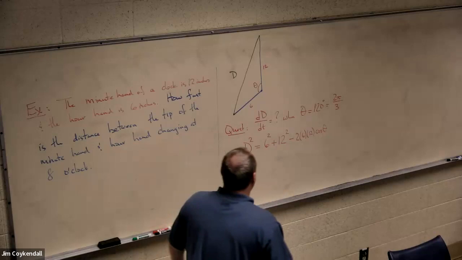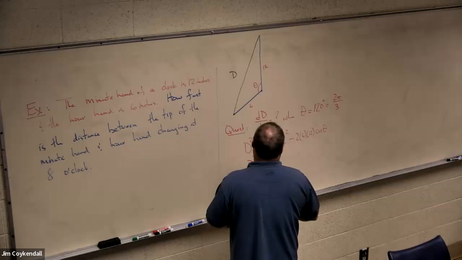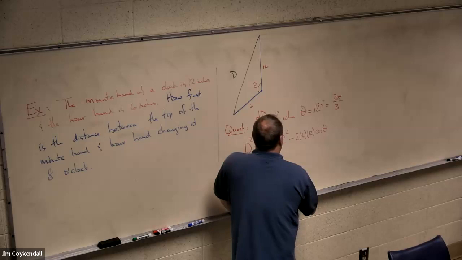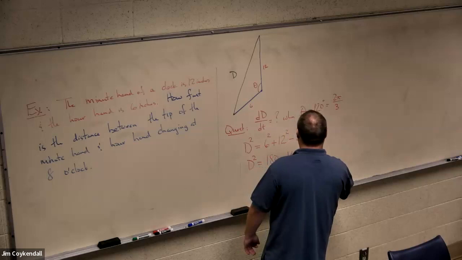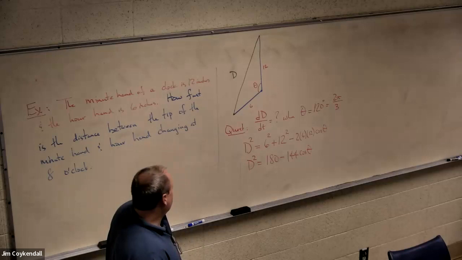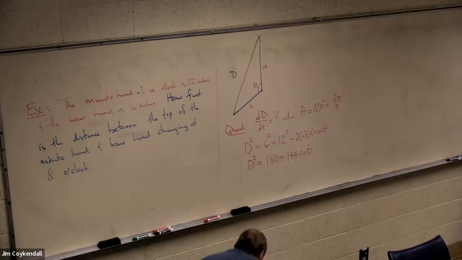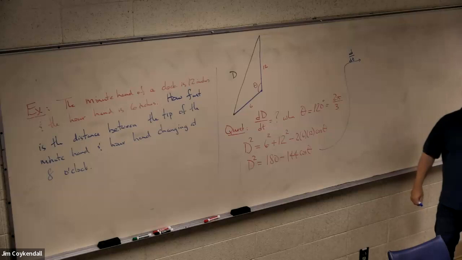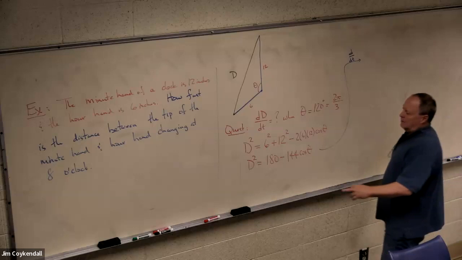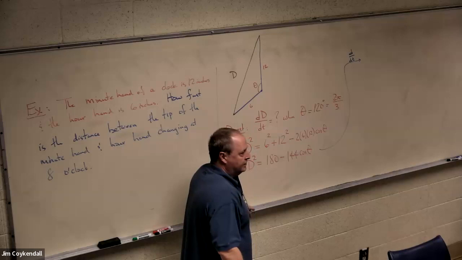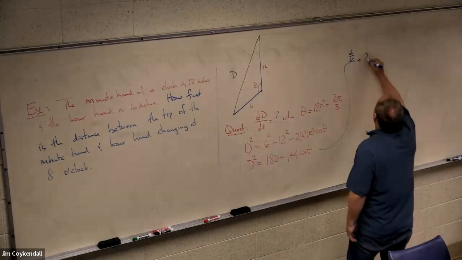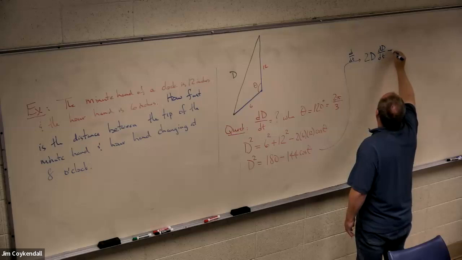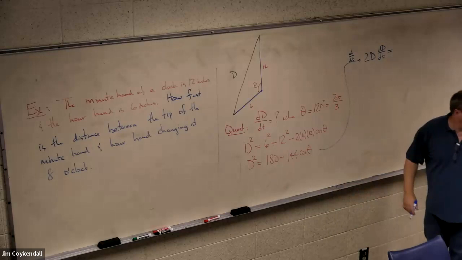Let me clean this mess up a little bit. Let's see, that's 36 and 144 is 180 minus 144 cosine theta. Now, we're almost going to do a tricky part of the problem. But at this point, let us go ahead and take a look at it. Okay. What's the derivative of D squared? Good. 2D, dD/dt. Let's see, what's the derivative of this mess here? Derivative of 180 is 0.